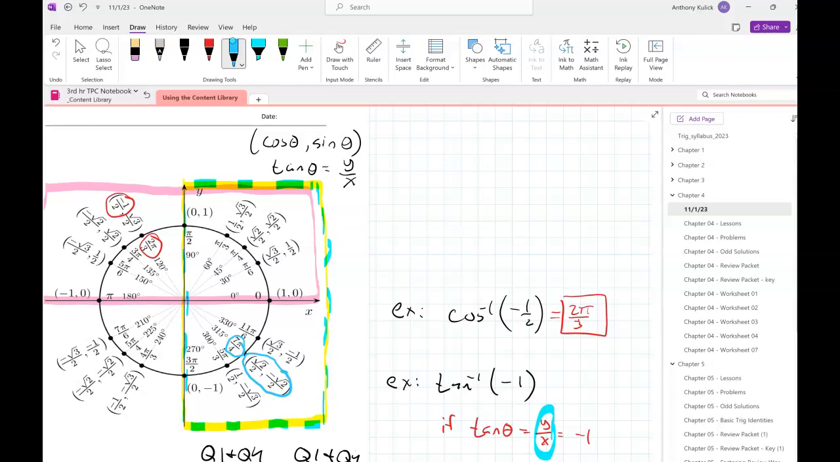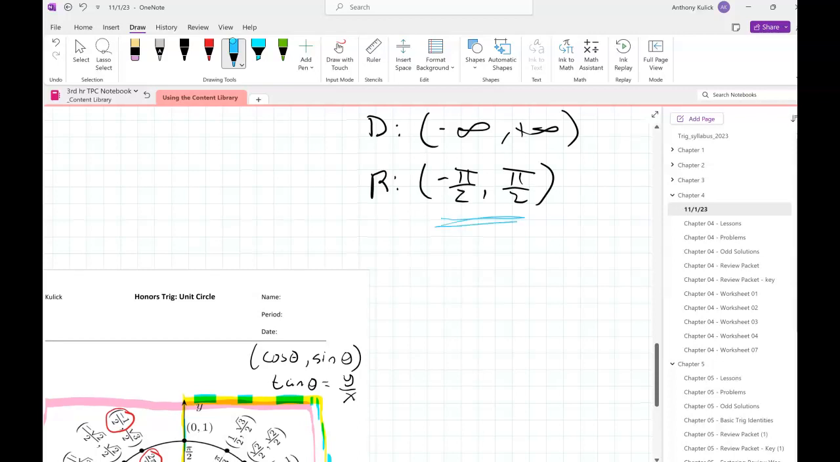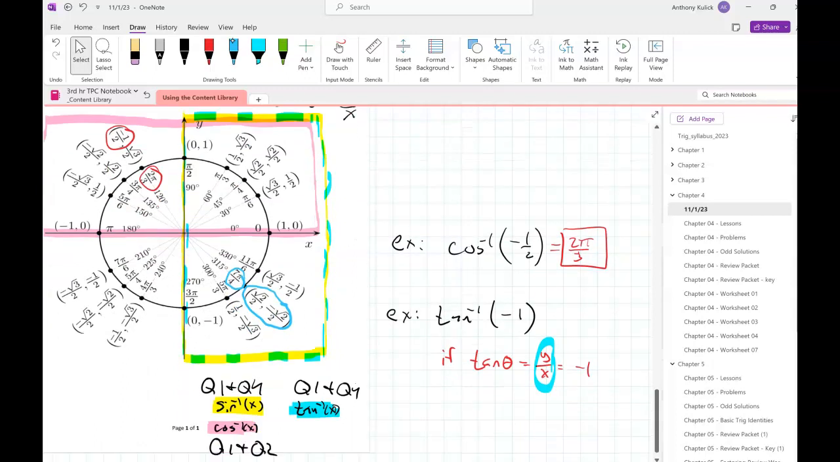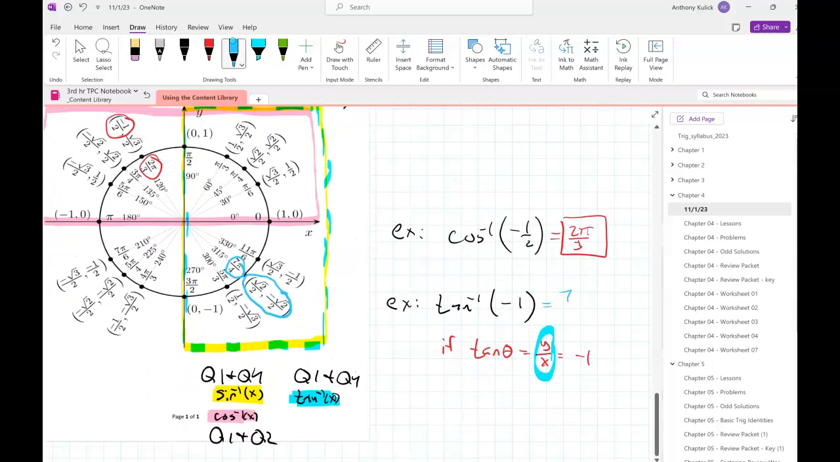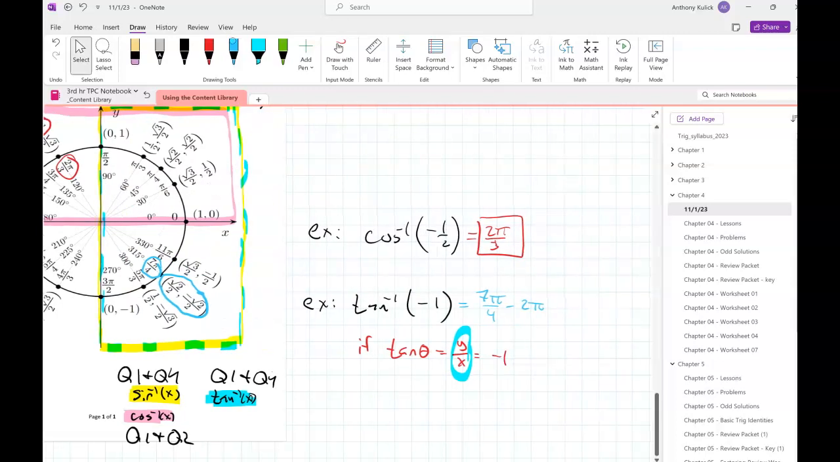So 7 pi over 4, is that an acceptable output? Is it between -pi over 2 and +pi over 2? Oh no! It's too big, right? 7 pi over 4 is 1.75 pi. So that's too big. So what are we going to have to do to it? Slim it down by subtracting 2 pi. I'll make a common denominator. I'm not going to show the work to do that. We're okay with that process. I did it a couple of times already. That's just going to be -pi over 4.